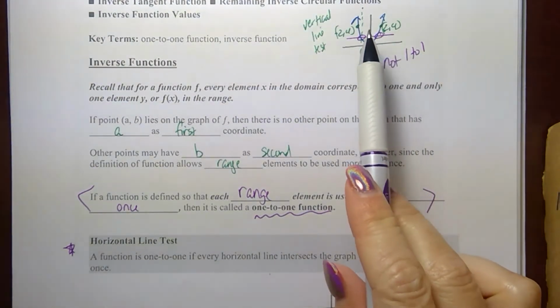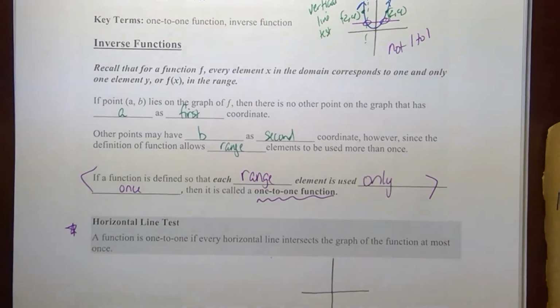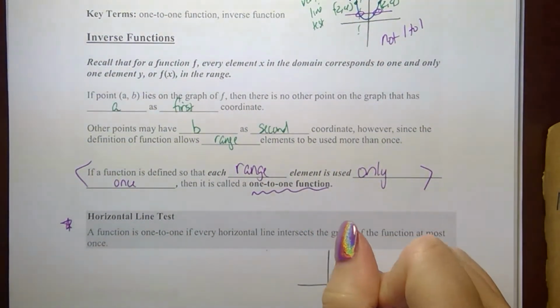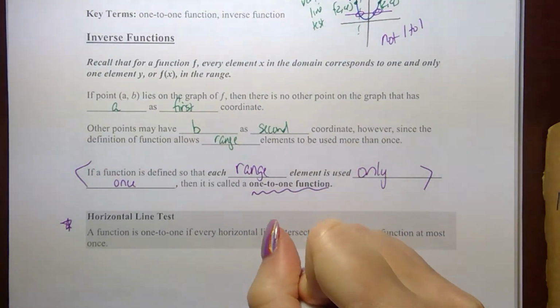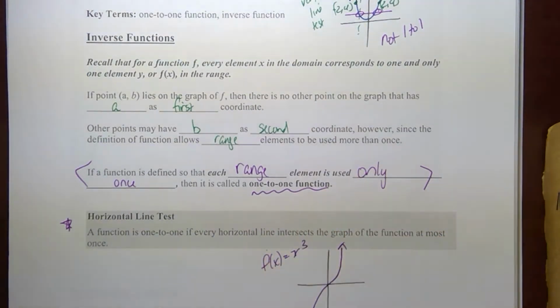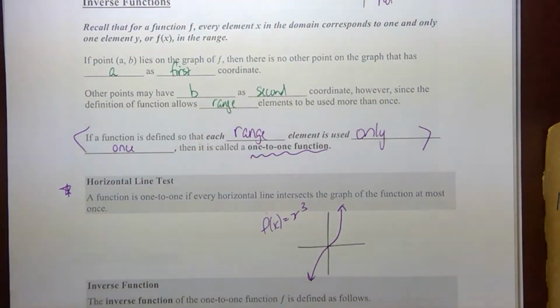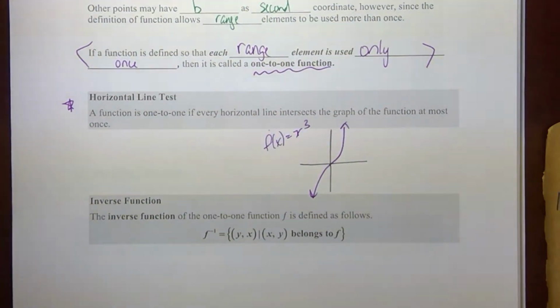Well, we said our parabola, our quadratic function, is not one-to-one. Our basic cubic function, f of x equals x cubed, is one-to-one. It passes both the vertical and the horizontal line test, so it's a good example of a one-to-one function. Now, I can invert anything, but the inverse is only a function if I started with a one-to-one function.